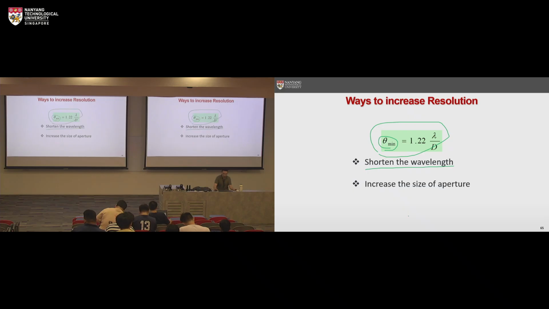Another method you can do is to increase your size of the aperture, right? Okay, so think about it. To increase resolution means that you can resolve something under a smaller scale, which means you can use a smaller angle to resolve something. That means you need to make this value smaller, right? So either you can shorten your wavelength or increase the diameter of your aperture.